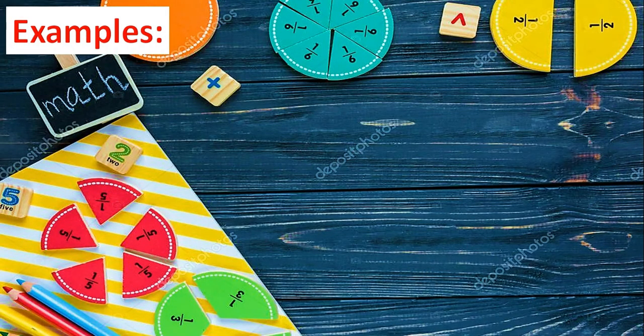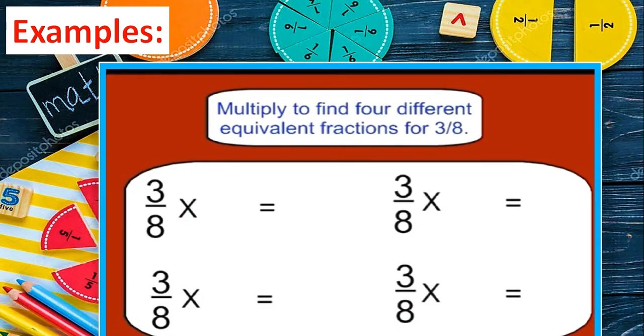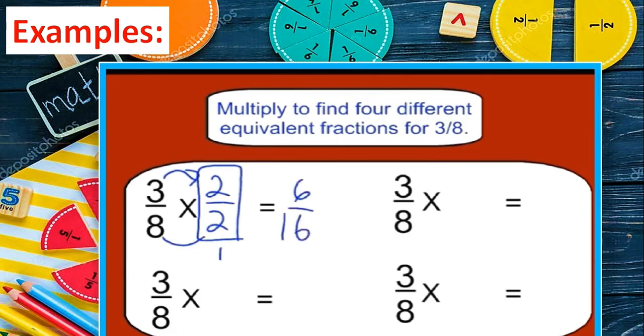Here's another example. Write 4 equivalent fractions for 3/8. We can multiply it by 2 over 2. 3 times 2 equals 6, and 8 times 2 equals 16. So 6/16 is an equivalent fraction of 3/8. What if we multiply it by 4 over 4? 3 times 4 equals 12, and 8 times 4 equals 32. Thus 12 over 32 is an equivalent fraction of 3/8.